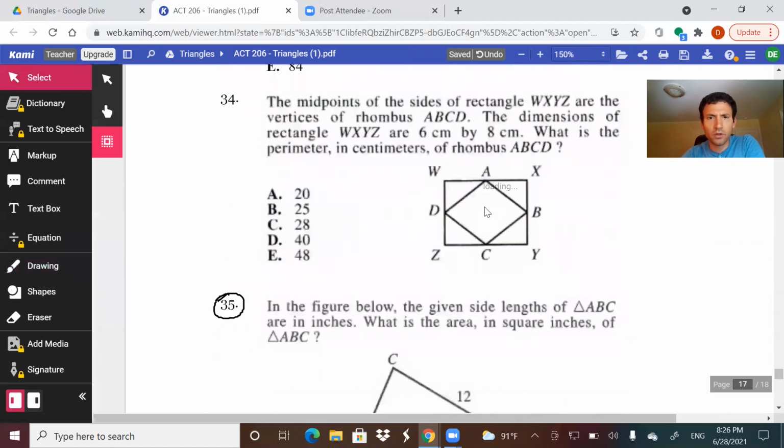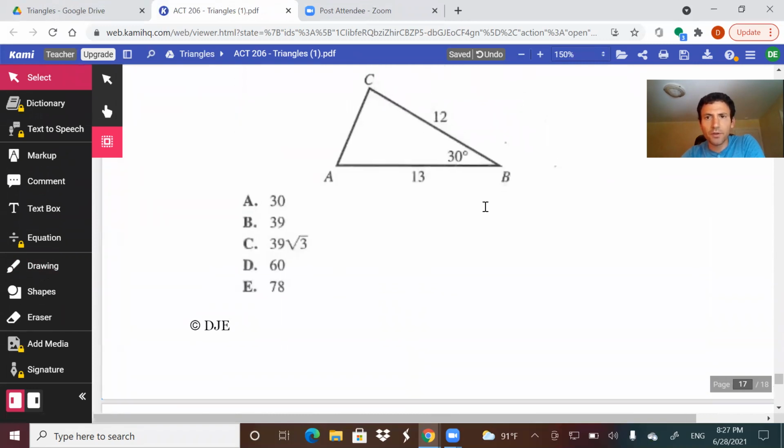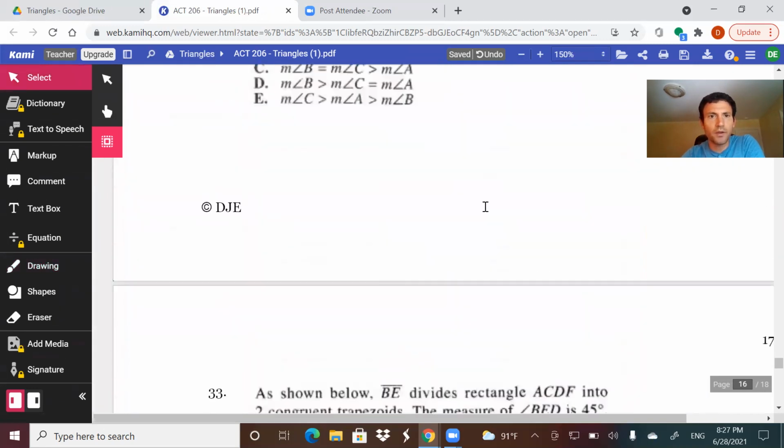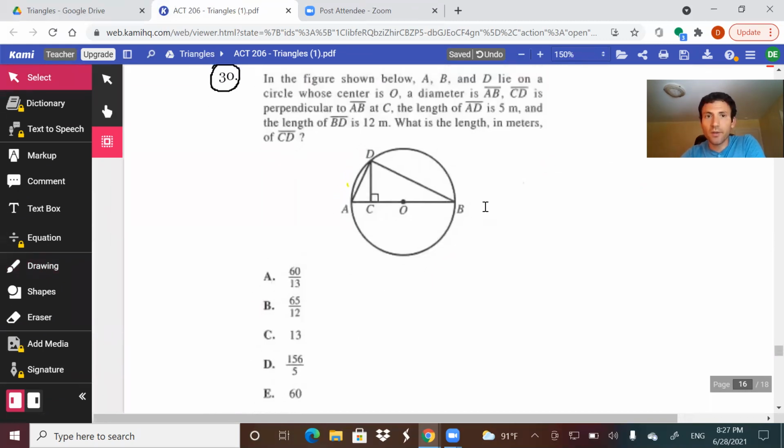You can decide between the two that I've circled. I think the better one to do is actually the initial one that I had circled. So we're going to do number 30. Feel free to pause it.